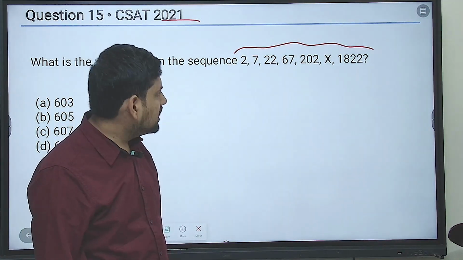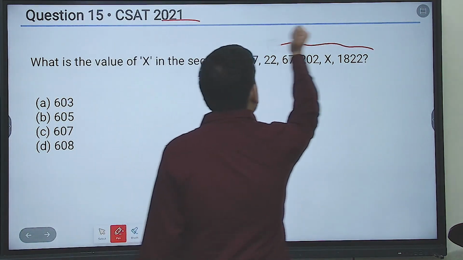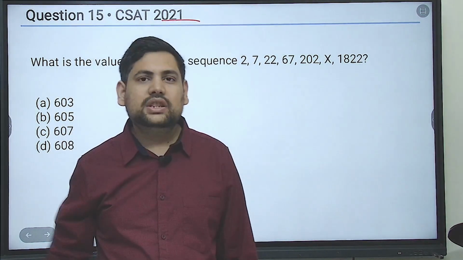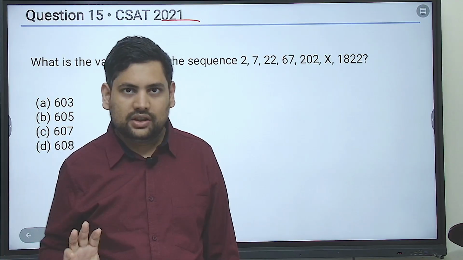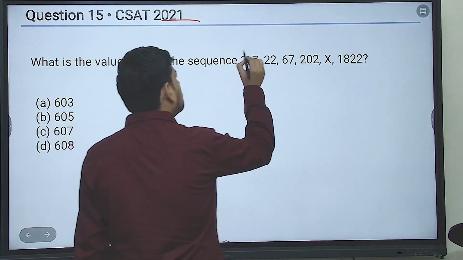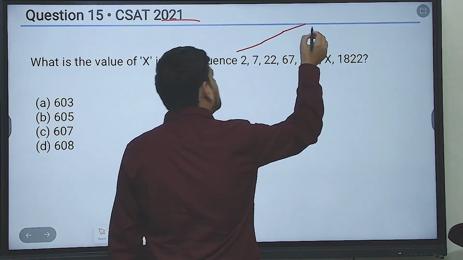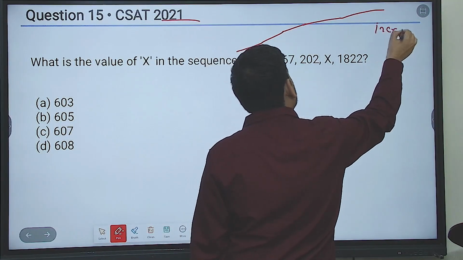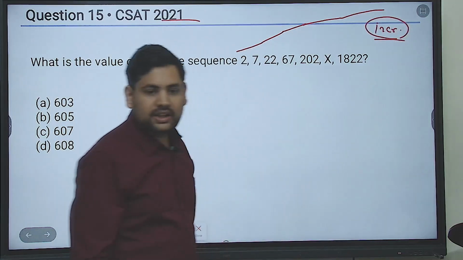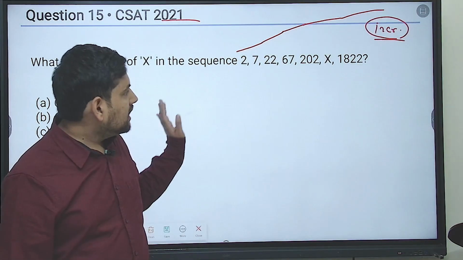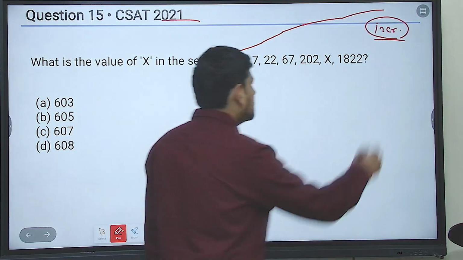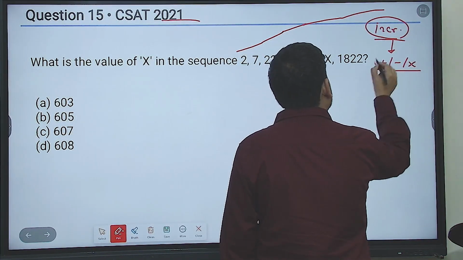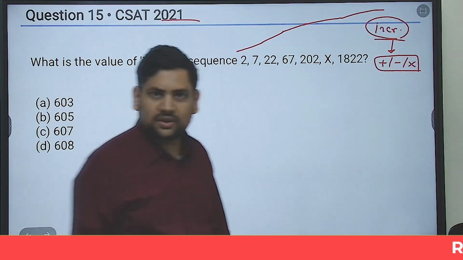What you need to see first is whether the series is increasing, decreasing, or oscillating, that is, changing its nature. Now if you see here, this is 2, then 7, then 22, then 67, 202. This is completely an increasing series. It is increasing throughout. So if this is an increasing series, this may involve some plus, minus, or multiplication, or a mix of these three.